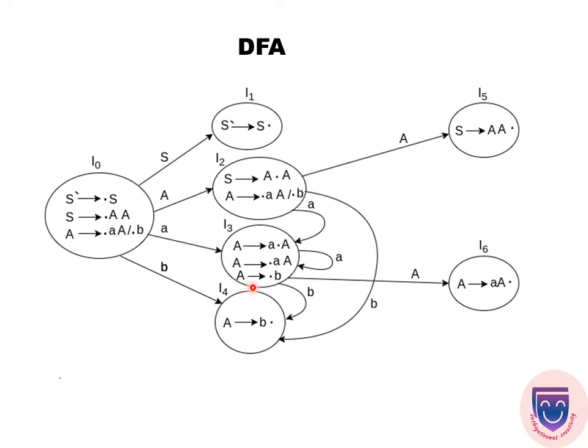Next we are also going to make a transition in I3 again, because here also the dot is not at the end of the production, so we are going to iterate it further. This is the transition on A in I3, we get I6. So here we are finding the dot symbol at the end of the production, so we have to close this state. Here also we are getting the dot at the end of the state, so we are closing the state.